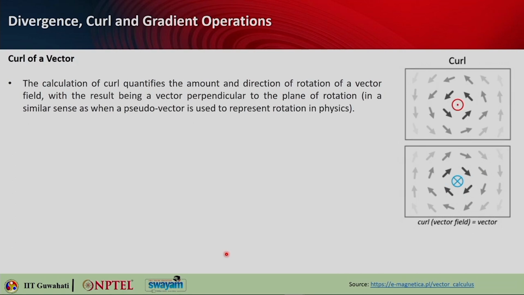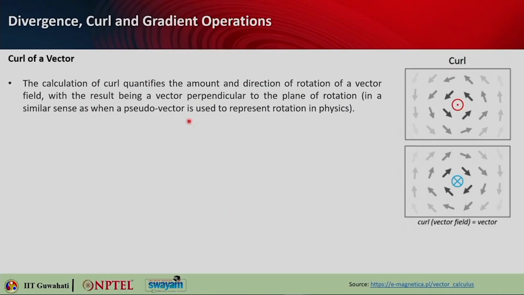The calculation of curl quantifies the amount and the direction of rotation of a vector field. Now whenever you see a rotation of electric field or magnetic field, there is a curl associated with it. So how do you quantify this curl, and what is the direction of this curl? Curl can be represented as I mentioned before. Either the rotation is counterclockwise or clockwise, so accordingly the curl will also have this direction, upwards or downwards, right?